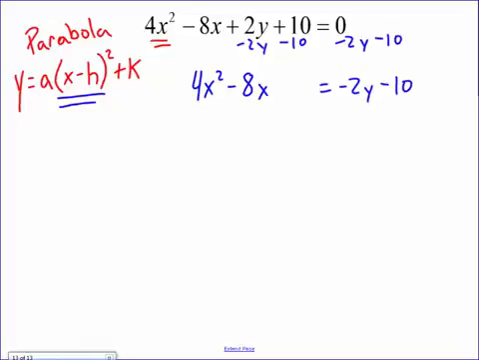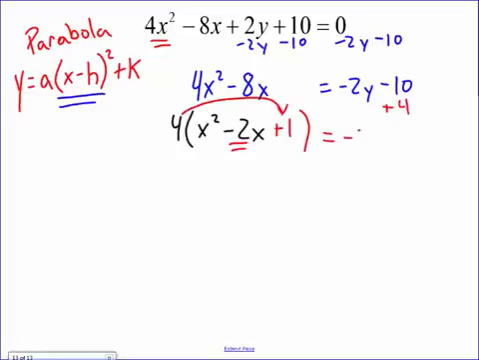Well, before I complete the square, remember I want to factor out that 4. So we got x squared minus 2x, and we take half of negative 2 and square it, which happens to be 1, because half of negative 2 is negative 1, and negative 1 squared is 1. And so really, what do I have to add to the other side? Remember, 4 times 1, so we have to add a 4 over here. So I really have negative 2y minus 6.